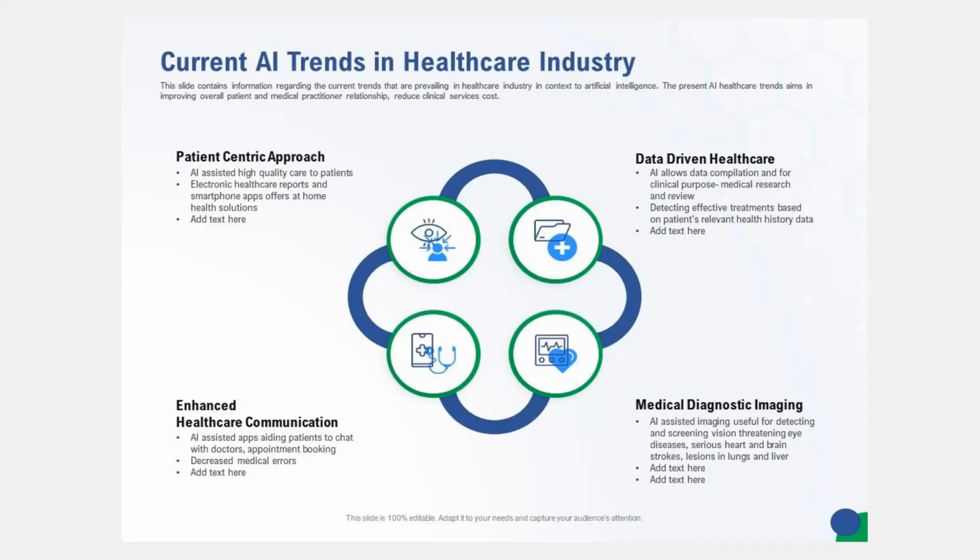Medical diagnostic and imaging, right? This is probably the main one that many of you are familiar with. AI can assist imaging, detecting and screening earlier, right, for serious heart and brain strokes, lesions, cancer, Alzheimer's, and dementia-related research, right? Lots of things are happening with imaging and being able to diagnose earlier and faster and more accurate.